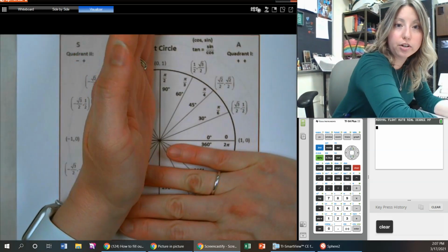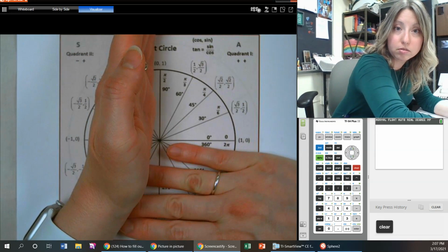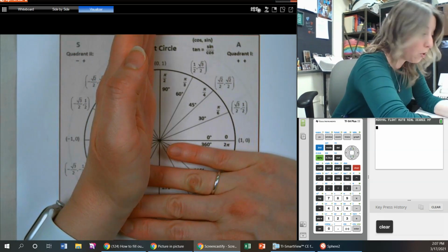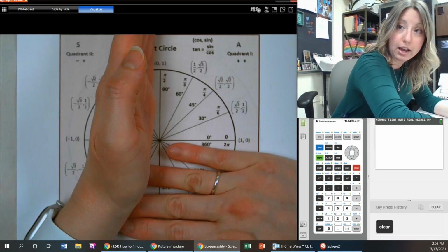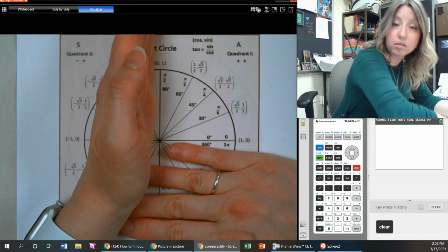Look at the 60-degree versus the 30-degree points. And what do you notice? The x and y coordinates are opposites of each other. What do you notice about the 45-degree angle point? It's radical 2/2, comma radical 2/2. It's the same coordinates in x and y.